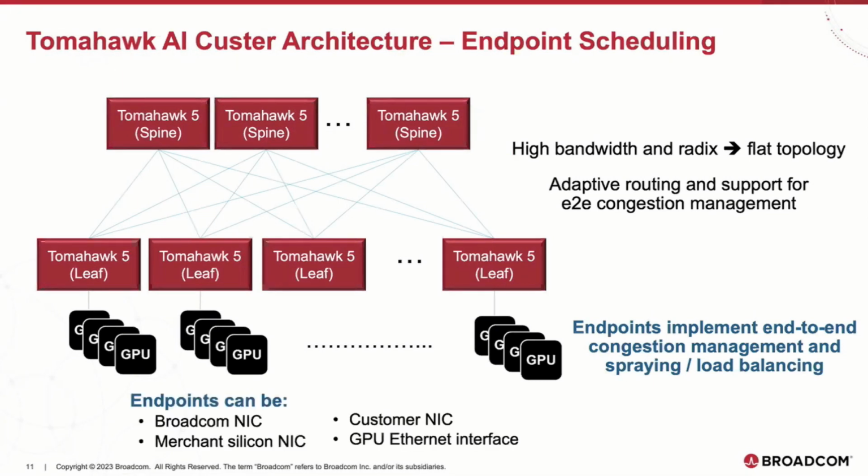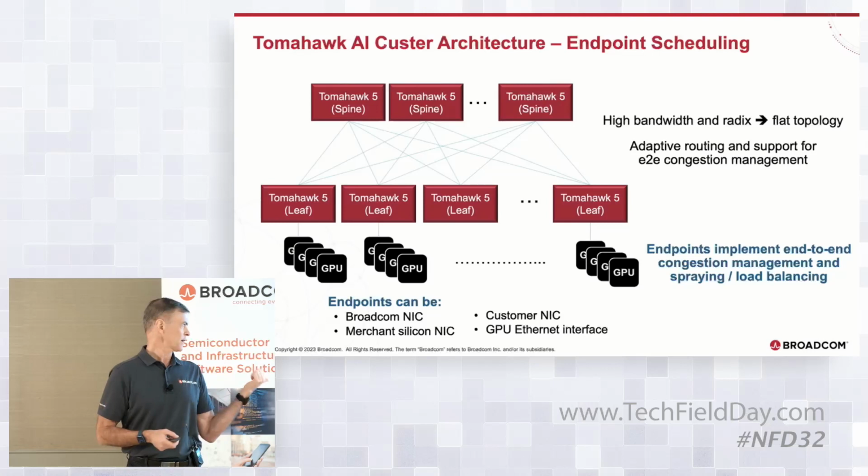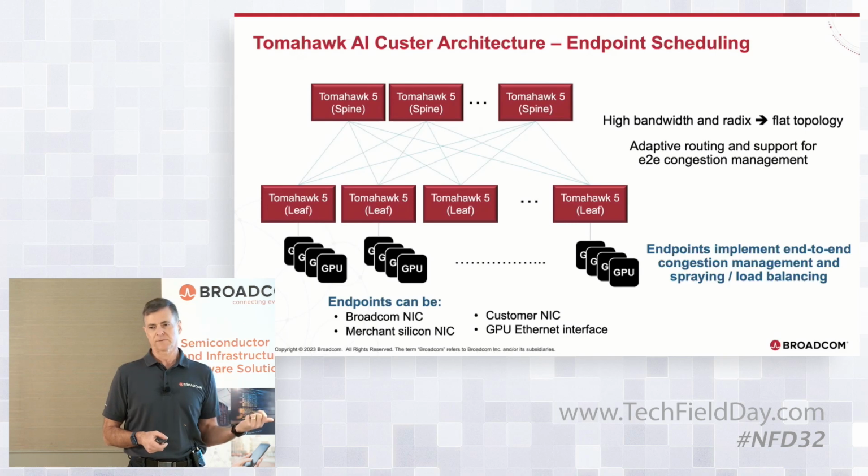As we mentioned before, these endpoints could be a Broadcom NIC, it could be any other merchant silicon NIC, it could be a customer NIC. And this is one increasing trend we see with the hyperscalers. A lot of the hyperscalers have their own NICs, and they have their own congestion management. So that's one thing we see: one size certainly does not fit all.